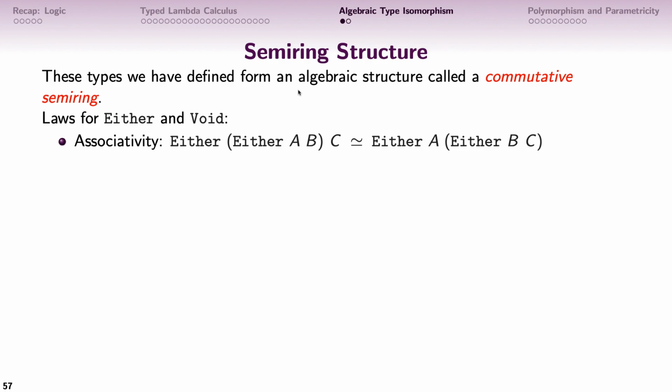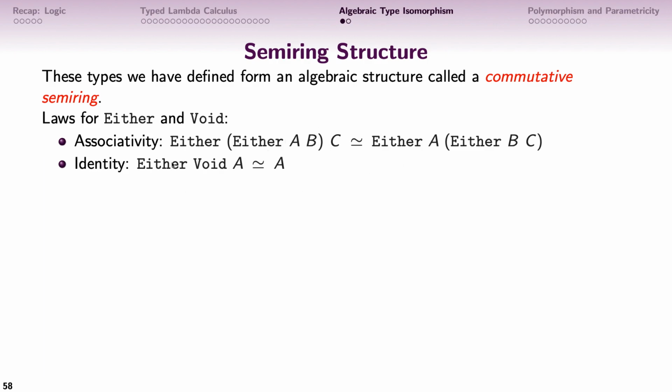So we can come up with a bunch of equivalence laws about types. We can say, for example, if I have either of either A, B, and C, then I can say that's equivalent in some sense to either A, either B, C. And if I translate this into logic using Curry-Howard, I can see that A or B or C is the same thing as A or B or C, right? It's the associativity rule for or. So these are logically equivalent.